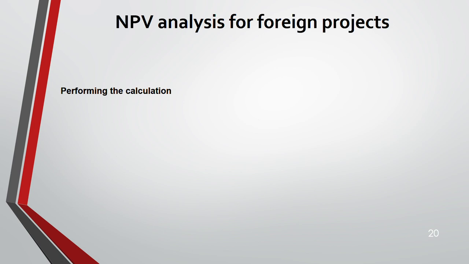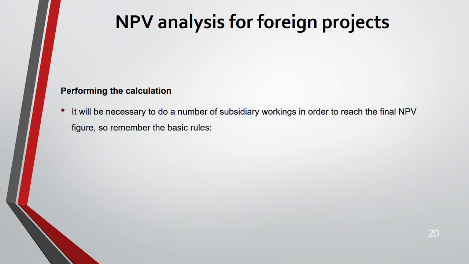Now, how do you perform the calculation so that things become easier for you, because it's a lengthy thing? Let's make it easier for you. How do you perform the calculation? This is from the exam's point of view. It will be necessary to do a summary of subsidiary workings in order to reach the final net present value figure. So remember the basic rule.